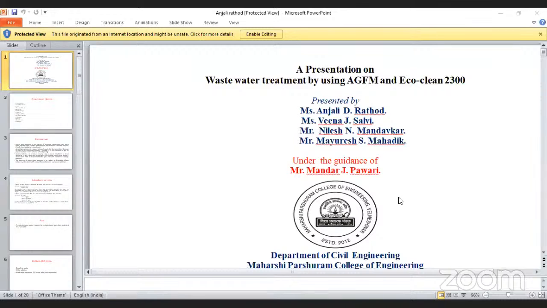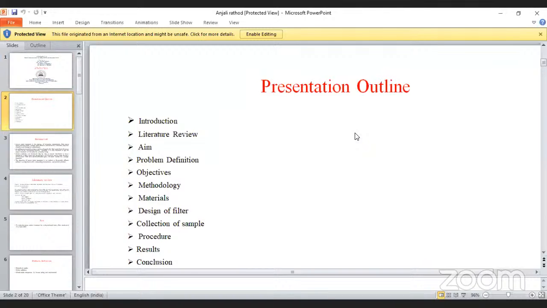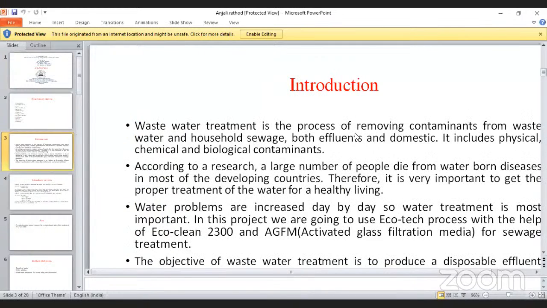A presentation on wastewater treatment by using activated glass filter media and EcoClean 2300. Presentation outline: introduction, literature review, aim, problem definition, objectives, methodology, materials, design of filter, collection of sample, procedure, results, and conclusion.